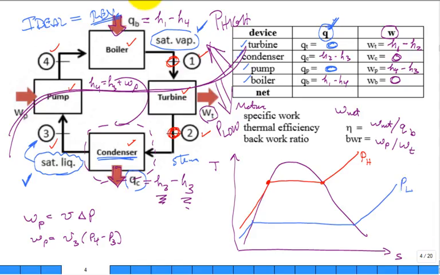Now we have a lot better chance of locating state 1, then 2, then 3, then 4. Where is state 1 on this diagram? It's at high pressure, saturated vapor, right? So where is that 1? Right there. I'm going to pause and walk around the room. I want you to fill in the other states on the TS diagram.